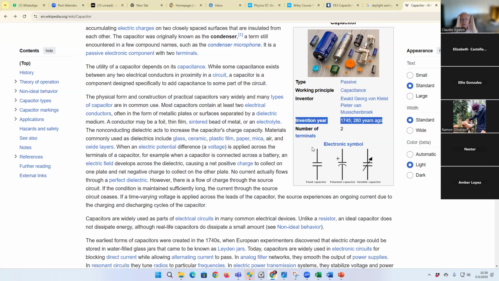Two parallel plates. That's what this symbol means. Two parallel plates. And this one here is a parallel plate with an arrow. The arrow indicates that you can vary the capacitance of the capacitor. Again, concentrate on the symbol here of the capacitor.